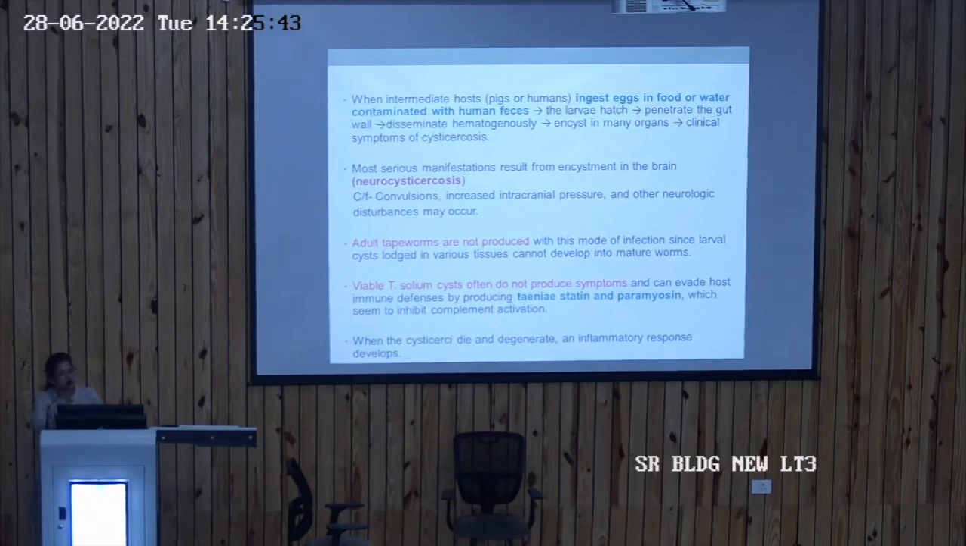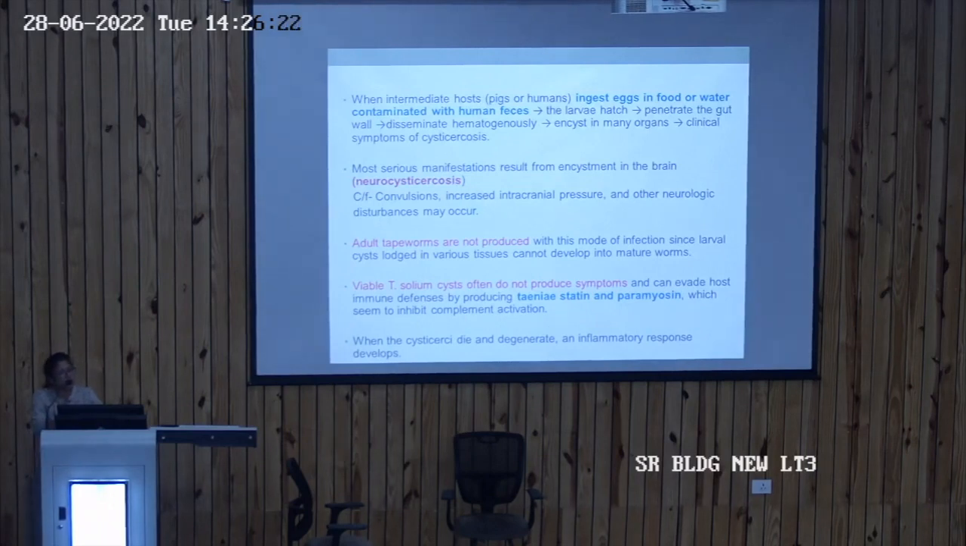So this is the same thing. The intermediate host, the pigs or humans, ingest the eggs in food or water contaminated with human feces. The larvae hatch, penetrate the gut wall, disseminate hematogenously, and encyst in many organs. There are various clinical symptoms of cysticercosis depending upon the organs involved. If there is encystment in the brain, it is called neurocysticercosis, and the clinical features are convulsions, increased intracranial pressure, and other neurological disturbances.